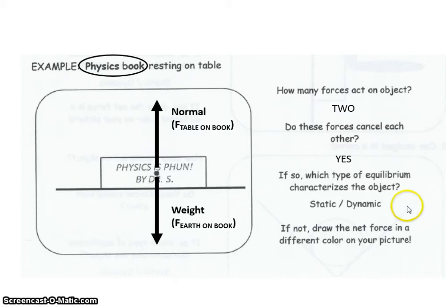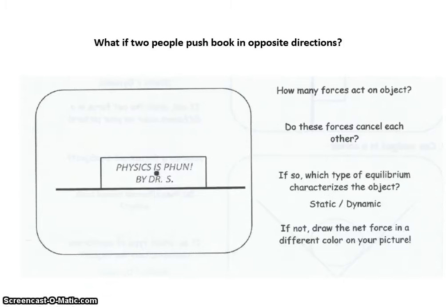And then we come back to the question of equilibrium, which we talked about several days ago. The object is in equilibrium because the forces cancel each other out, and because it's not moving, we say that it's static equilibrium. And that's about all there is to say. So this is our first example of a free body diagram. I didn't give you a place to draw this, but let's just talk about it.